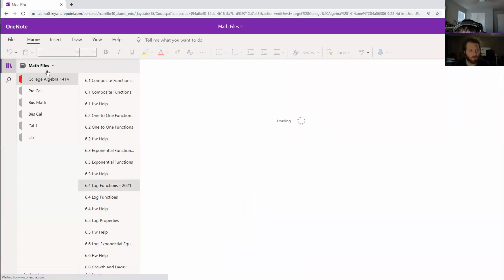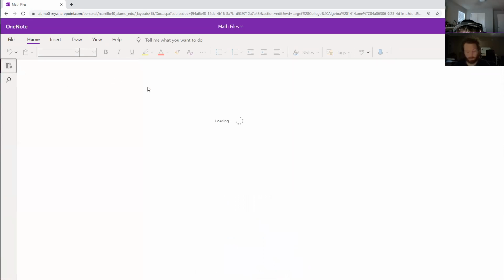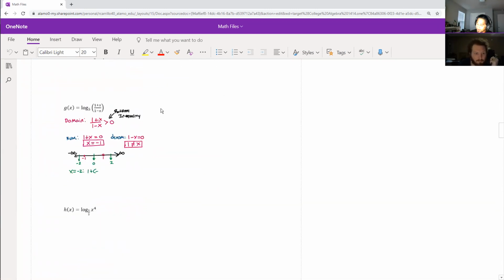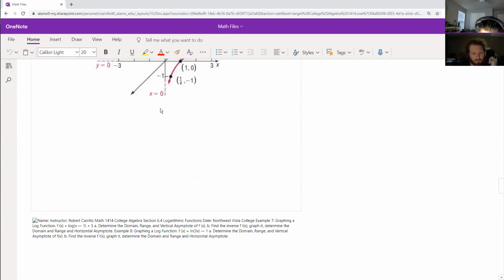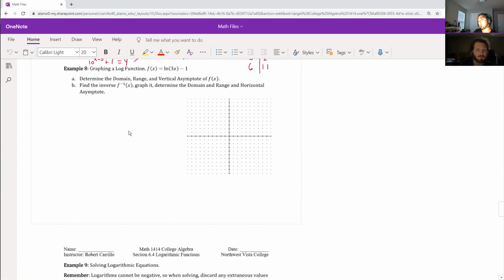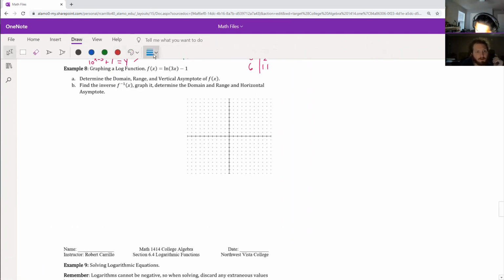6.4. Okay, we just did this one. All right. So let's go to draw. Let's get a small thing, and let's start with blue. Start a little bit closer. All right. So we want to find the domain, range, and vertical asymptote of f of x.